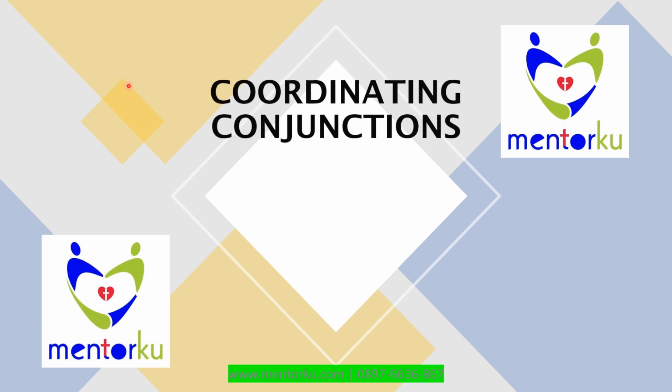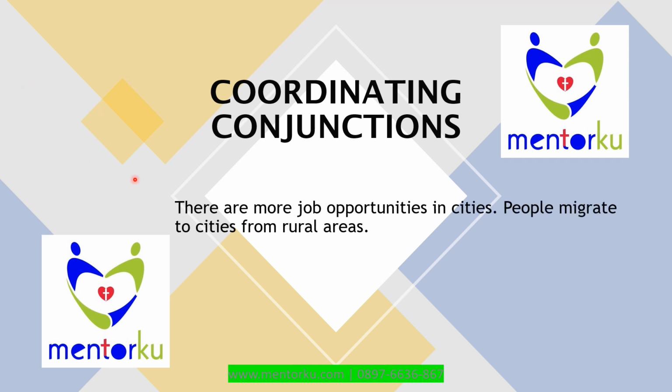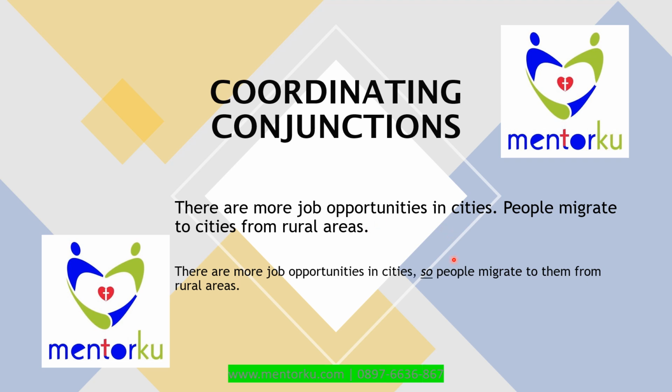Next, we have coordinating conjunctions as the next cohesive device. Okay, for example, there are more job opportunities in cities. People migrate to cities from rural areas. Now, we can combine these 2 sentences or join them using a coordinating conjunction. And in this case, we will use so. So there are more job opportunities in cities, so people migrate to them from rural areas.